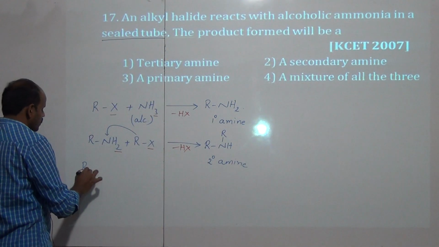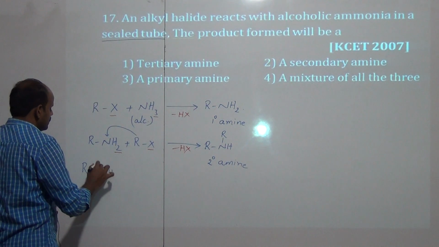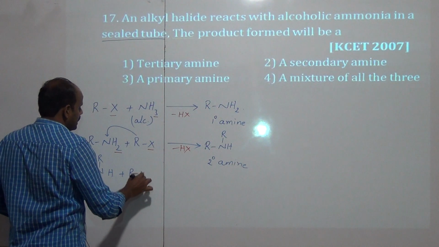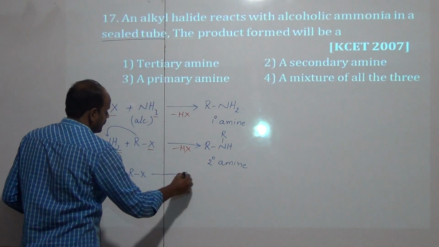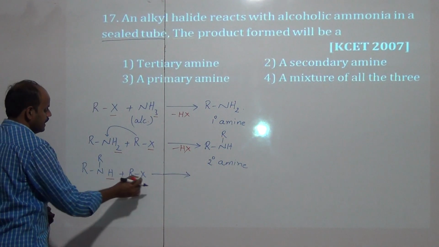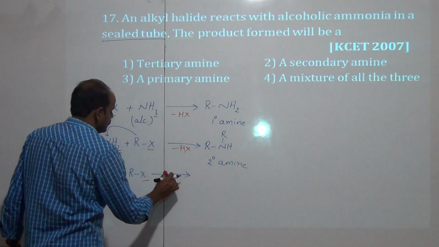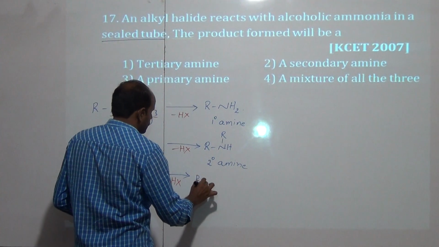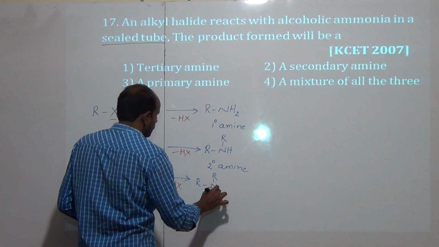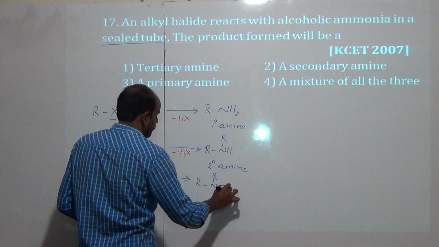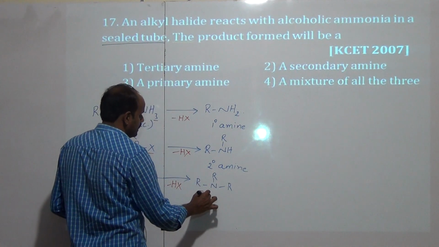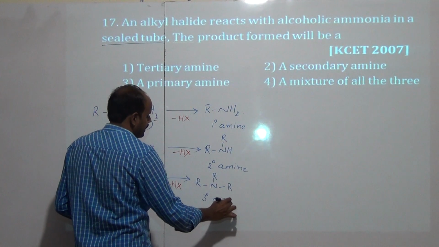Then again, one more hydrogen is present in the secondary amine. Again it reacts with one more alkyl halide. Then what happened? Here H and here X are removed as HX. Then we get R N R, here R. In this one, nitrogen is bonded with three alkyl groups. It is called a tertiary amine.